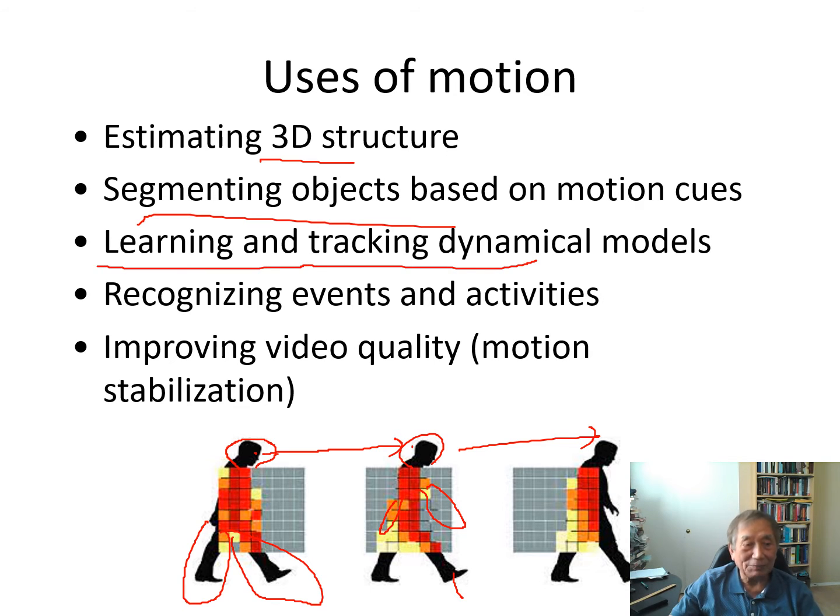So whatever that means, there's some dynamic model, some objects are moving. So how do they move, and what kind of a rule do they have? We'll see that example in this human walking and recognizing events and activities.